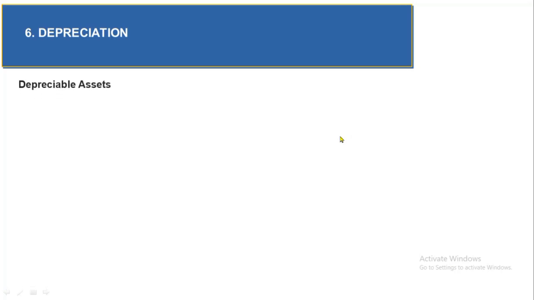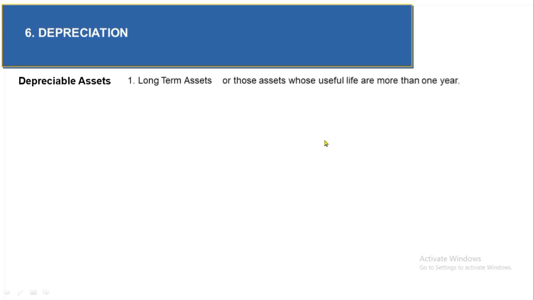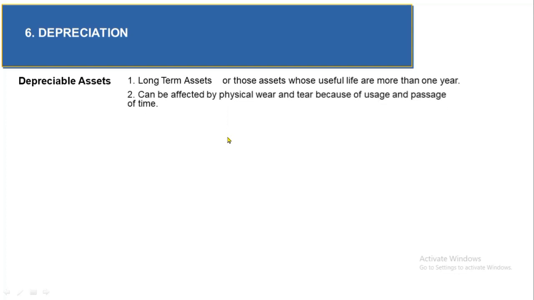The depreciation is related to depreciable assets. What are these depreciable assets? These are long-term assets, or simply stated, these are assets whose useful lives are more than 1 year, or they can be used for more than 1 year. Not only that, these long-term assets must also be affected by physical wear and tear due to passage of time or continuous usage. So, long-term assets like land are not subject to depreciation.